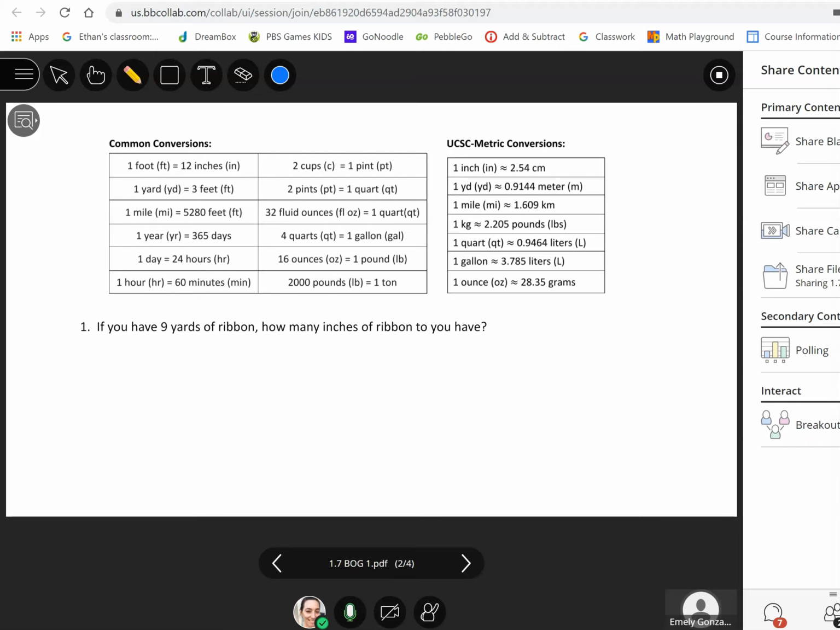Okay, sorry about that. So let's look at this problem using today's method. It's called dimensional analysis. So this is how we would work this problem using dimensional analysis. You take your starting amount. So 9 yards. Okay, I write 9 yards down, 9 yards.